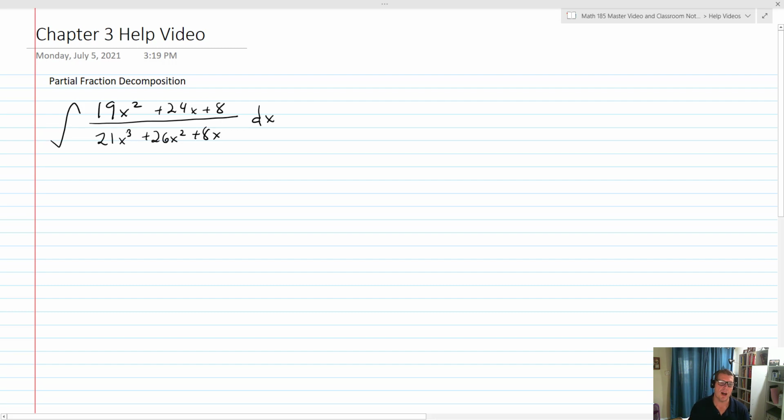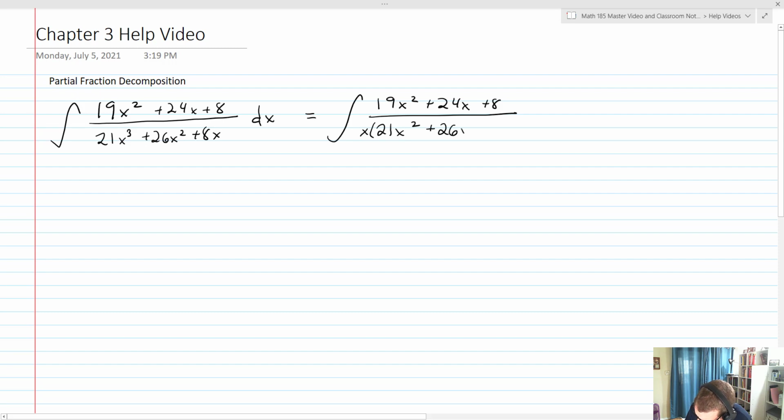We notice that the bottom actually has a higher degree than the top, and so consequently we don't have to do any kind of synthetic division. All we really need to do is factor the bottom. The first thing I'm going to do is pull out an x. So I've got 19x squared plus 24x plus 8 divided by x times 21x squared plus 26x plus 8, and then my dx.